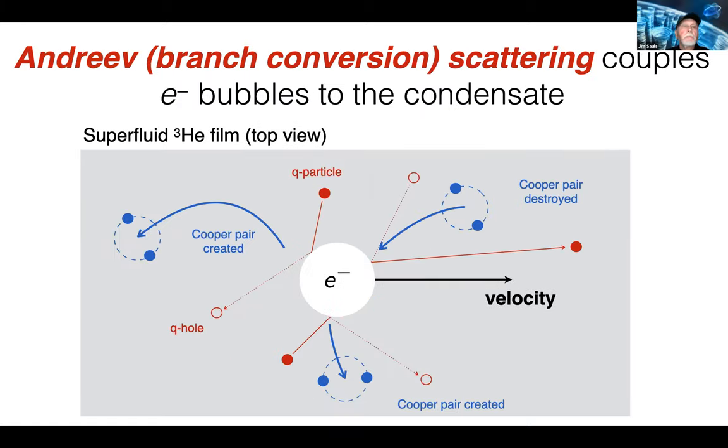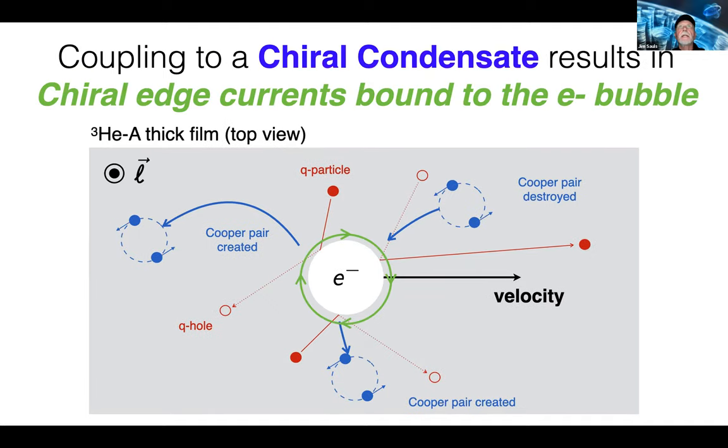Now, in a BCS superfluid, additional collision processes occur. A quasiparticle shown here can branch convert into a quasi-hole, and in the process, add a Cooper pair to the condensate. And the reverse process also occurs. A hole converts to a particle with the destruction of a Cooper pair. And these are both Andreev processes. Now things are more interesting if that condensate is a chiral condensate, because now multiple branch conversion scattering leads to chiral edge states bound below the bulk gap.